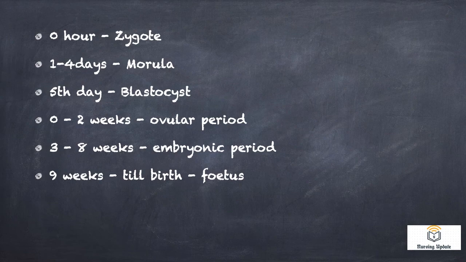Coming to fetal development, 0 to 2 weeks is known as the ovulatory period. 3 to 8 weeks is known as the embryonic period. From 9 weeks till birth, you can call the product of conception a fetus. So for the first 2 weeks, it is the ovulatory period; for the 3rd to 8th week, the embryonic period; and from the 9th week onwards, it is known as the fetus.